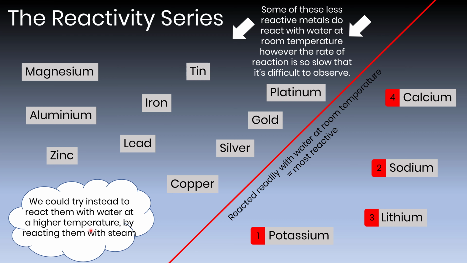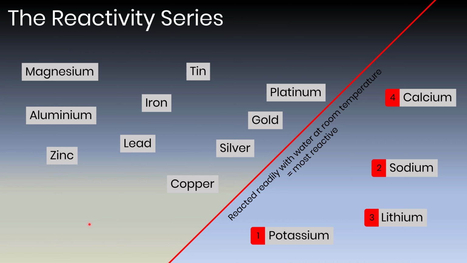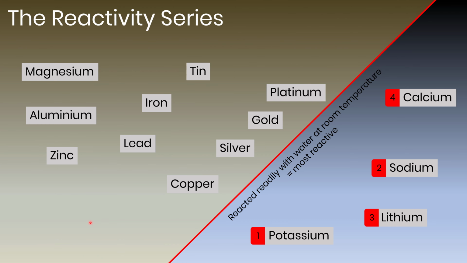The problem with this is that if we reacted them with steam, it would be very difficult to observe the reaction because the steam would get in the way and obscure our vision of any differences in reactivity. When we react these with steam, we find that these 6 metals up here do in fact react with steam. However, it's very difficult to compare the reactions because you can't see past the steam. Instead, what we're going to do is try to react all of these metals here with acid instead.